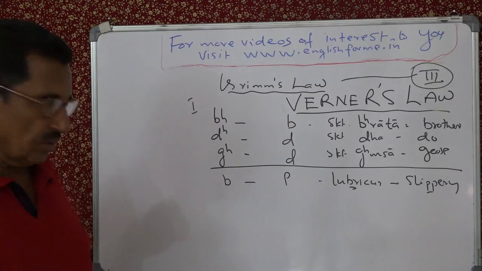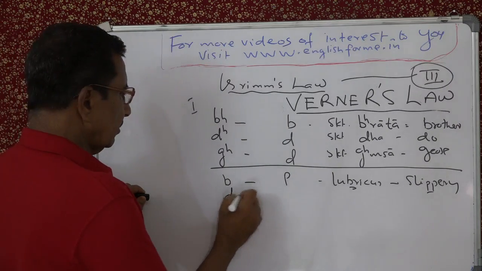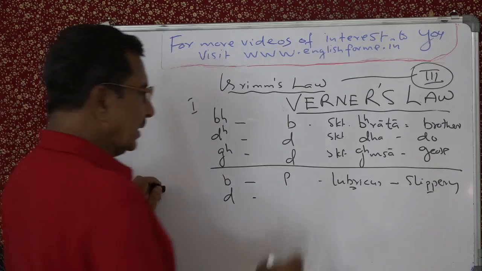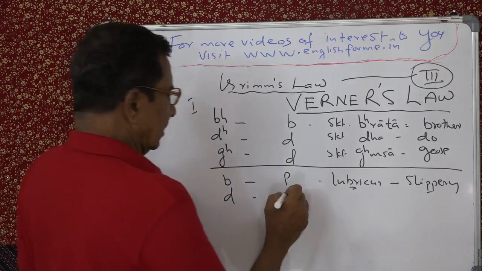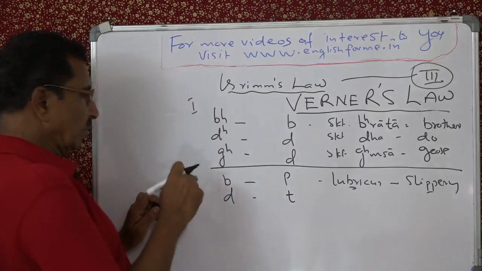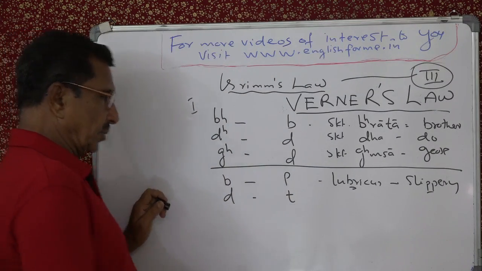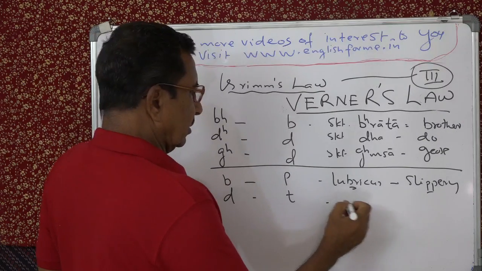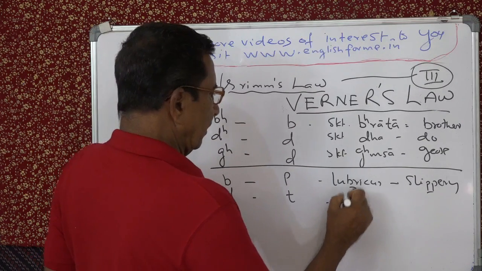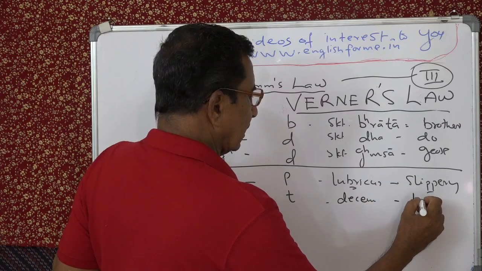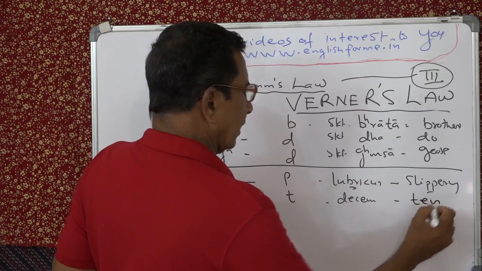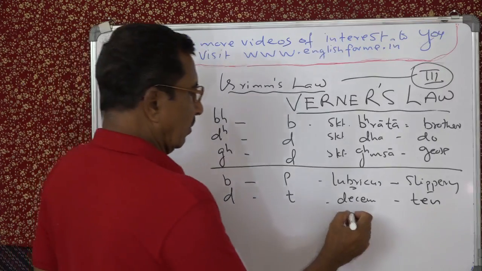Now the next one we saw is da, and there we have got the example decem. Decem means da has become t, isn't it? That is, voiced plosive becomes voiceless plosive. So there you have got decem, and you have got ten, that is 10. Or duo, you have given one more example.